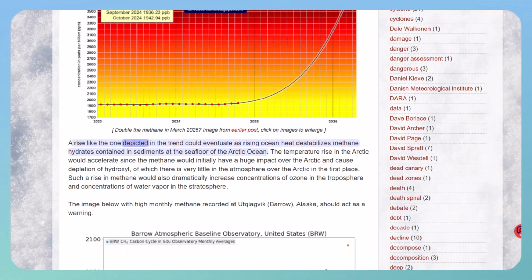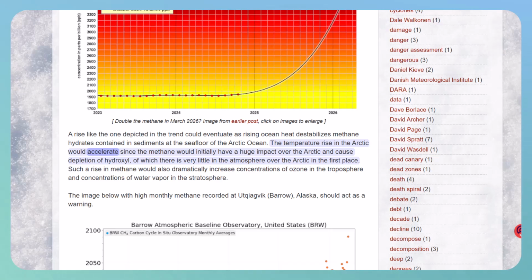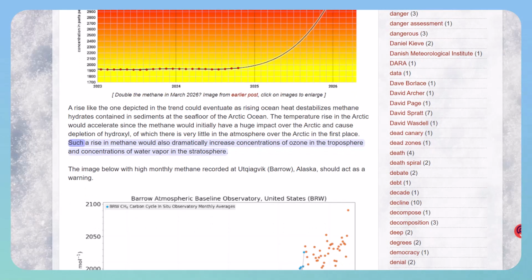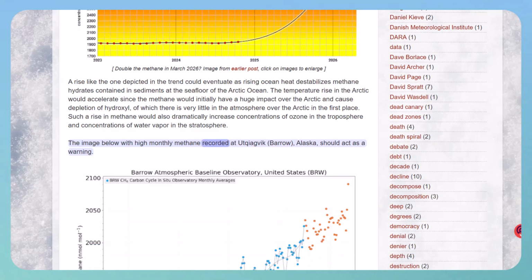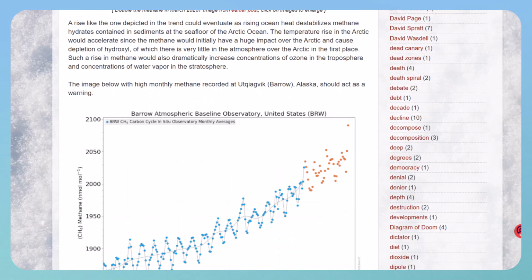A rise like the one depicted in the trend could eventuate as rising ocean heat destabilizes methane hydrates contained in sediments at the seafloor of the Arctic Ocean. The temperature rise in the Arctic would accelerate since the methane would initially have a huge impact over the Arctic and cause depletion of hydroxyl, of which there is very little in the atmosphere over the Arctic in the first place. Such a rise in methane would also dramatically increase concentrations of ozone in the troposphere and concentrations of water vapor in the stratosphere. The image below with high monthly methane recorded at Utqiagvik, Barrow, Alaska, should act as a warning. Discussed earlier on Facebook.